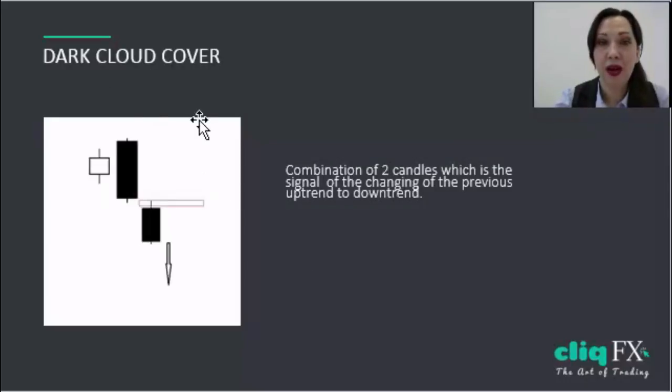Dark cloud cover. Actually, this pattern stands out from the previous ones because it has an absolutely different meaning. It actually shows us that the previous tendency is going to end. And it's actually also a signal of the reversion of the previous tendency. So 2 in 1. It was an upward tendency, and when you see the dark cloud cover, because it's actually a combination of 2 candles, first is buy, second is sell, you're going to sell. And the market will probably change its direction.